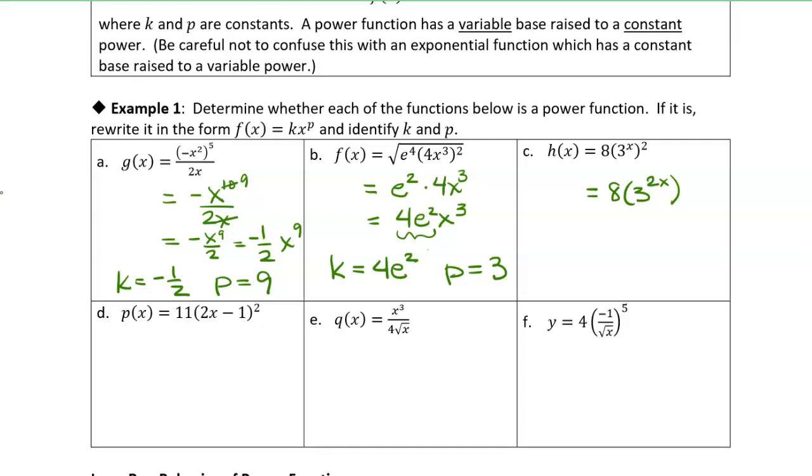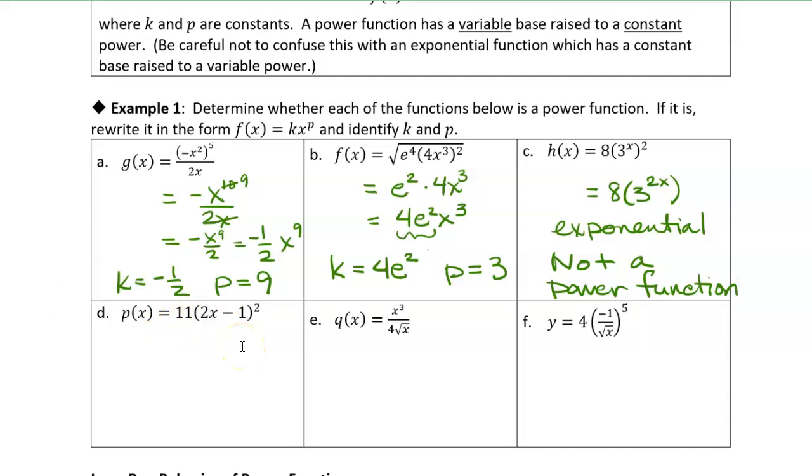But look at where the variable is. The variable is not the base. The variable is in the exponent. So this is an exponential. It's not a power function. So there's nothing we can do to it to make it into a power function. It's just an exponential function. It's not the same as a power function.